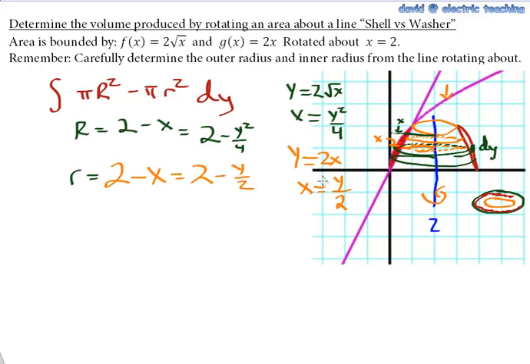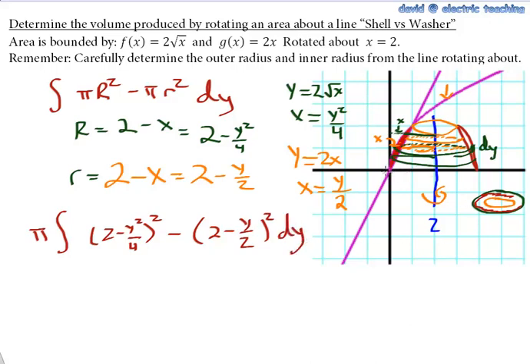So we have our big R, we have our little r. Let's go back and take the integral now. If we take the integral, we can factor the pi out. Most formulas have the pi already factored out for you. We're going to integrate in dy of capital R squared, and our capital R is 2 minus y squared over 4, quantity squared, and then we subtract off the little r squared, that's 2 minus y over 2, quantity squared, and this is dy. And since this is dy, I need to analyze from what y? The bottom y to the top y.